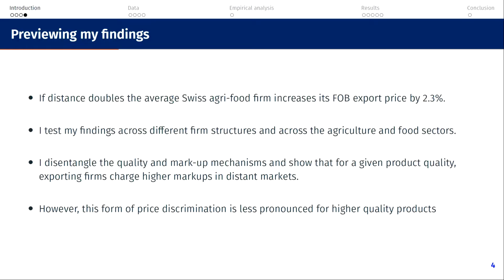Finally, and where I think I make the most contribution to the literature, if I disentangle the quality and the markup mechanisms, I show that for a given product quality, exporting firms charge higher markups in distant countries. However, what I also find is that this form of price discrimination is less pronounced for higher quality products. So firms price discriminate, but they price discriminate less for higher quality products.